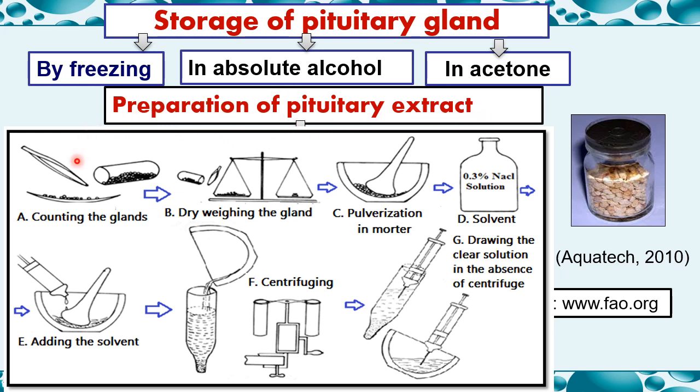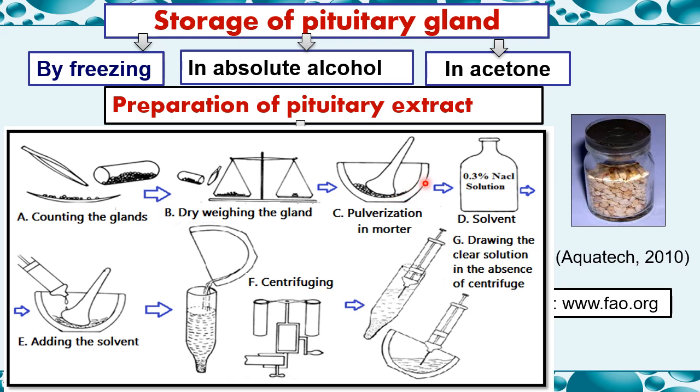Pituitary extract is prepared by the following method. Usually it is very difficult to weigh an individual pituitary gland because it is the size of a small pea even in a large brood fish of 5 kg. So people collect several pituitary glands together. Then their dried weight is taken first. On the basis of dry weight, we can standardize the preparation of the extract. So dry weight is essential.